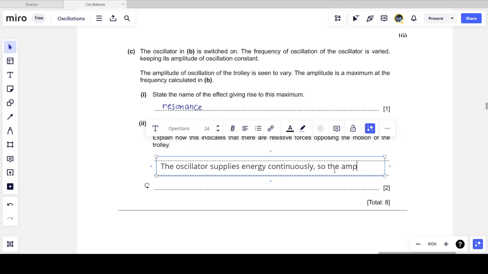So what you'd expect, since the amplitude is related to the energy of the oscillations of the trolley, is that the amplitude should increase continuously, because there's continuous supply of energy coming in, so its energy should continuously increase. But since the amplitude remains constant, we know that energy must be lost.